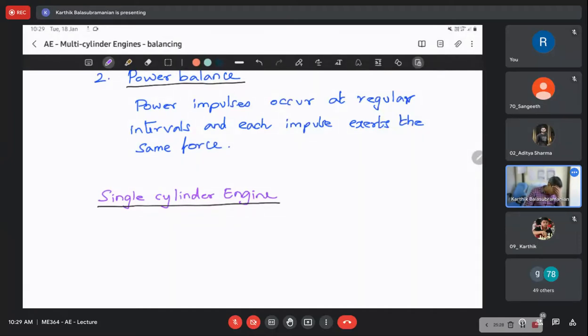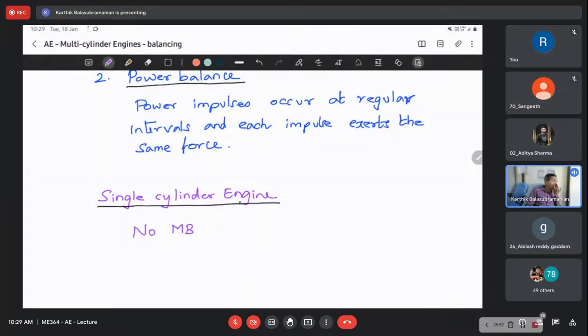So let's talk about mechanical balance and power balance. What about mechanical balance in single cylinder? So it is not balanced. Yeah, so you can say no mechanical balance. And what about power balance? Sir, I think power balance is there. Yeah. There is power balance.